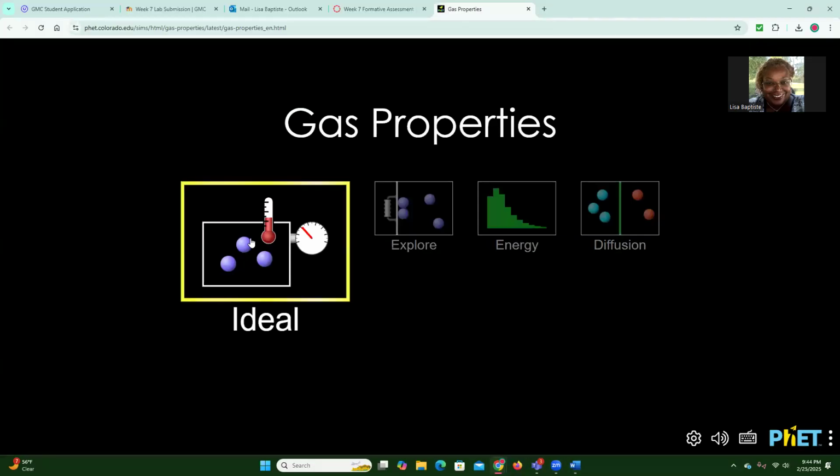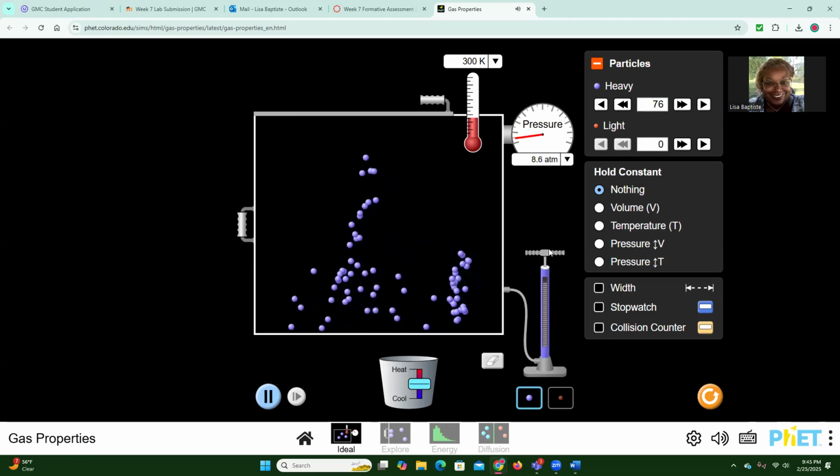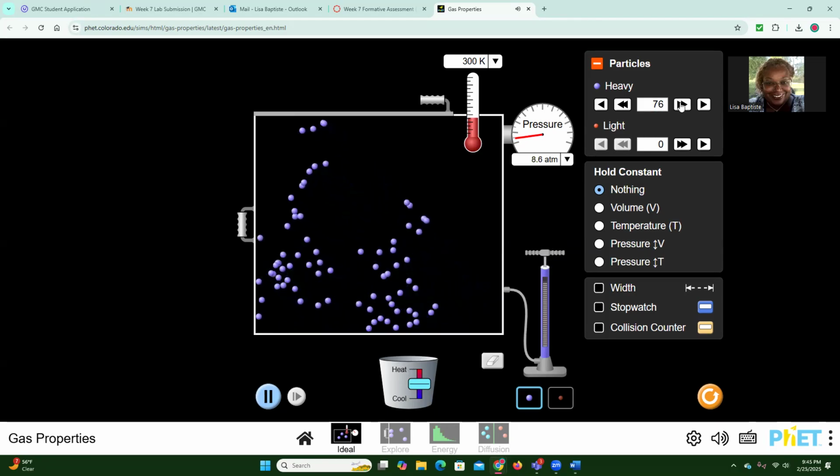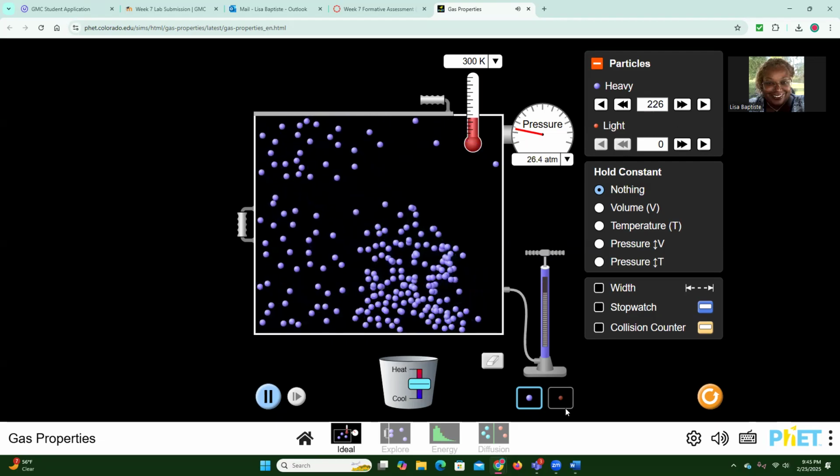All right, so we're on the ideal gas simulator. All right, so if we're looking at this, so you have different things that you can adjust. You can look at the pressure, you can adjust the temperature, you can adjust it here as well. These are your particles, and so this is what gets your particles in there. Or you can change this number, okay, to input your particles.